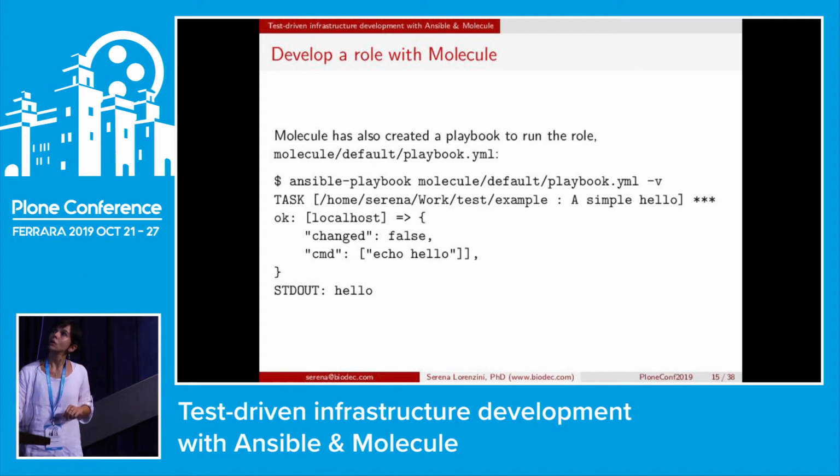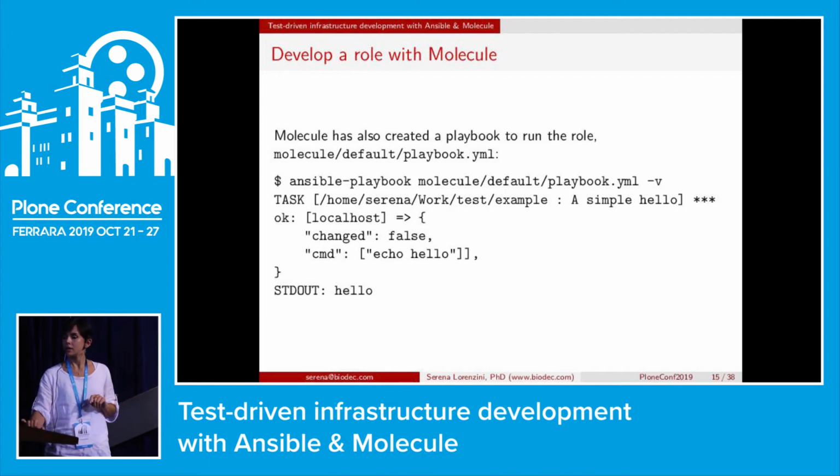Now, Molecule has created a playbook for us that stays in the default scenario. This playbook is calling the example role. In the example role, there is a main.yaml file in the tasks directory, so everything works, and I can use the ansible-playbook command against the playbook created by Molecule, and this runs my role. It is very nice, and it says hello.